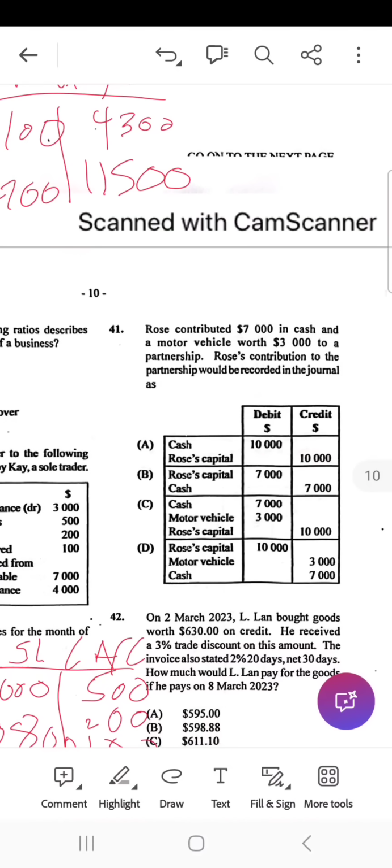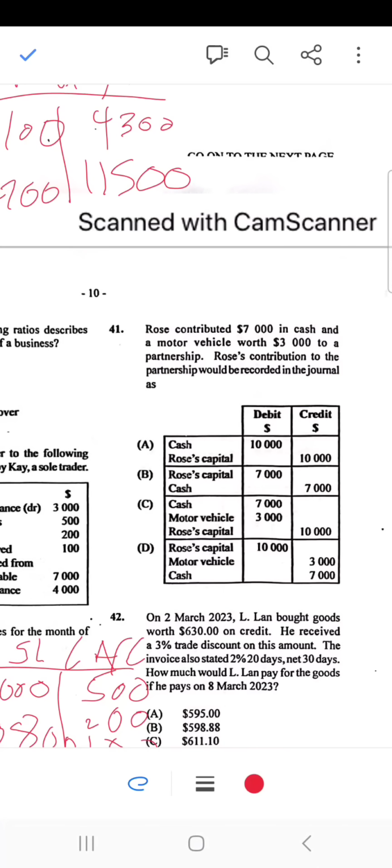Number 41, Rose contributed $7,000 in cash and a motor vehicle worth $3,000 into a partnership. So once you invest any assets into a business, it is considered capital. Capital is always credited, so you're going to credit your capital 10,000. Then you will debit your cash 7,000 because the business cash just increased, and you're going to debit motor vehicle 3,000.